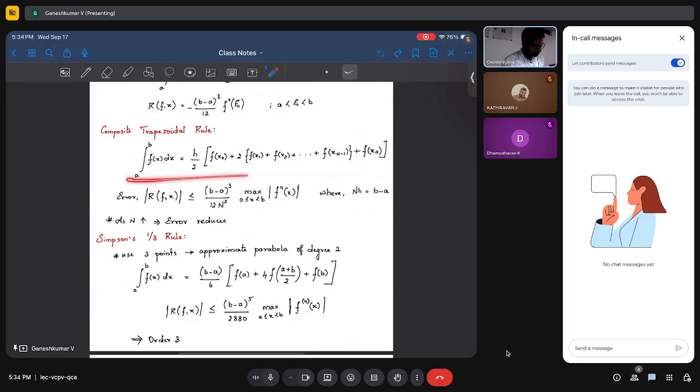This is how the final formula looks. You have the initial point, you have the final function value, and all the inner function values are multiplied by 2. So that is the trapezoidal rule.